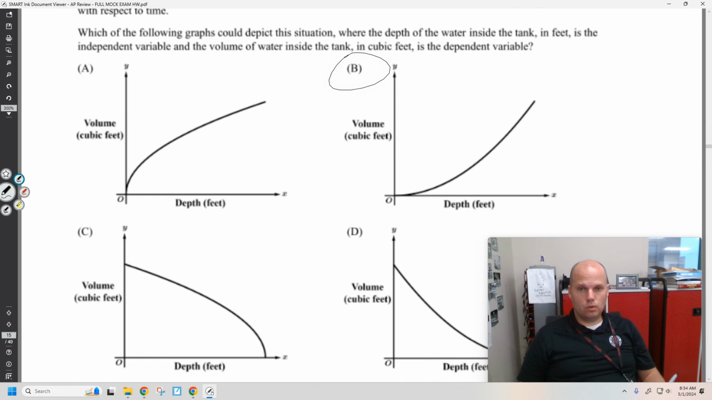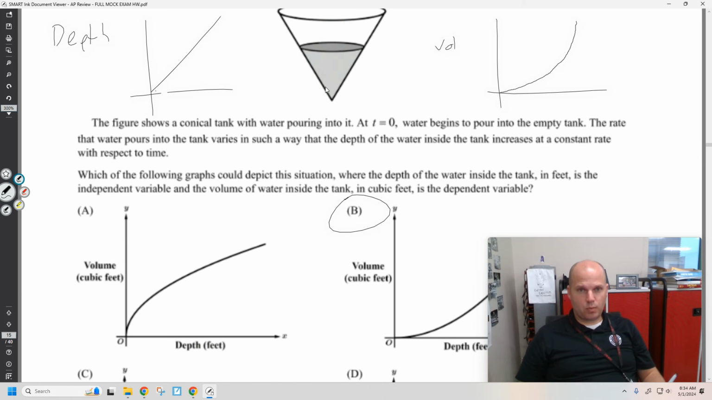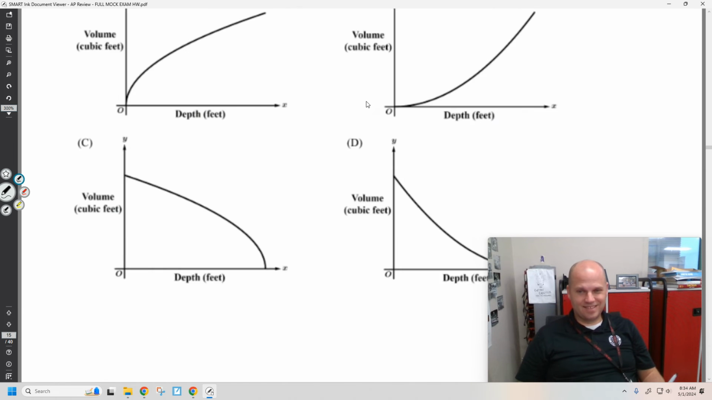Oh, we're going volume versus depth. So yeah, if the depth is small, I need to pour in less water. As the depth gets bigger, I need to pour in more water so that my depth stays constant. So this is my guess.